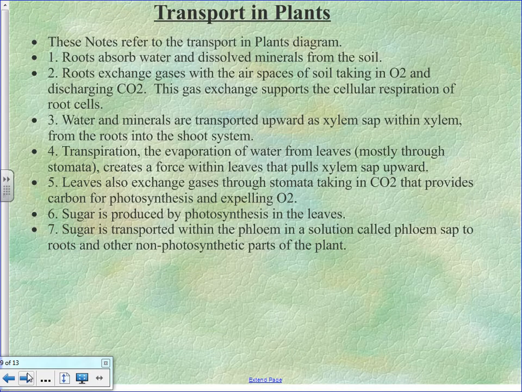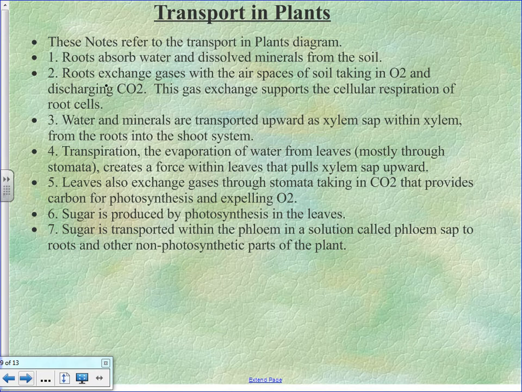All right, I think you have this numbered list, so they correspond to the numbers on that diagram. That's what we talked about. The roots absorb water and minerals. The roots exchange gases. The roots are carrying out what we call cellular respiration. They're burning sugar, using oxygen to do that, and releasing carbon dioxide. Same process that goes on in our cells.